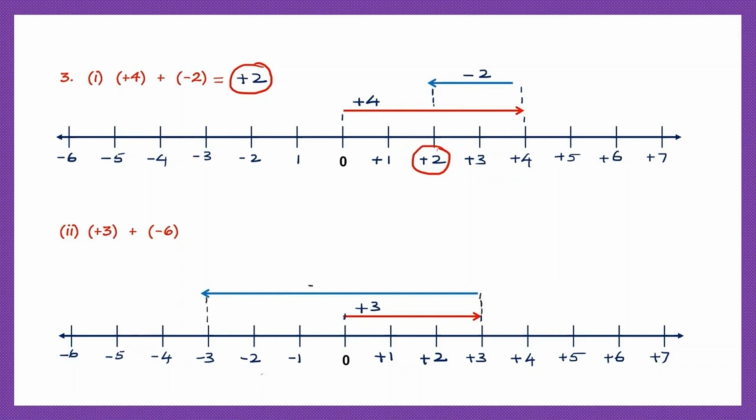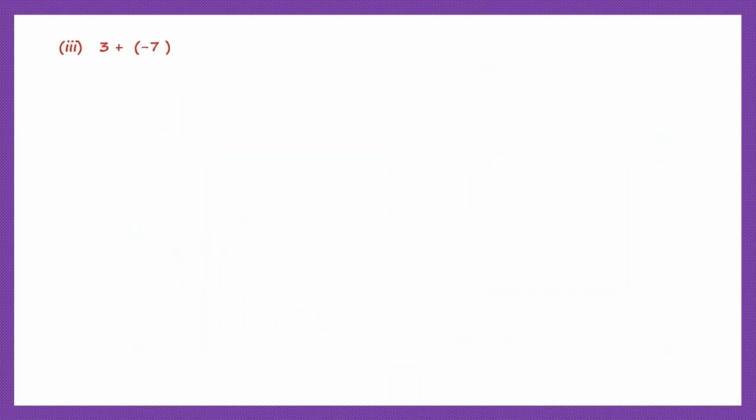So here we started at 3 and we stopped at minus 3. So how many places did we move? We moved 6 places to the left and we reached our answer which is minus 3. So let's write our answer here. Here it is minus 3. So here also look at the question. Can you see two different signs? When signs are different, put the sign of the bigger number. We put minus and subtract. 6 minus 3 is 3. So here we got minus 3. On our number line also we got minus 3.